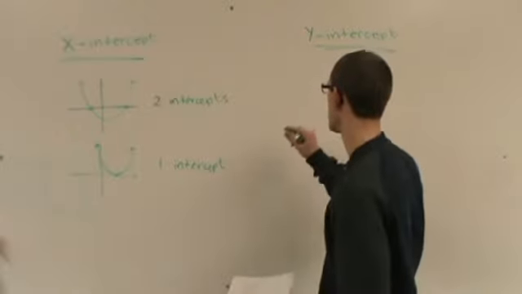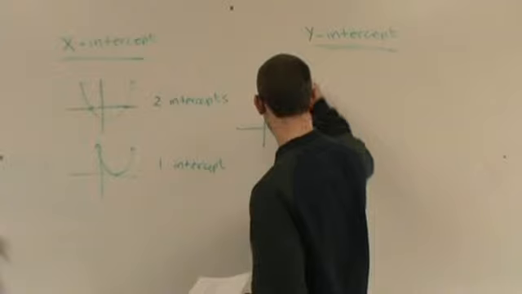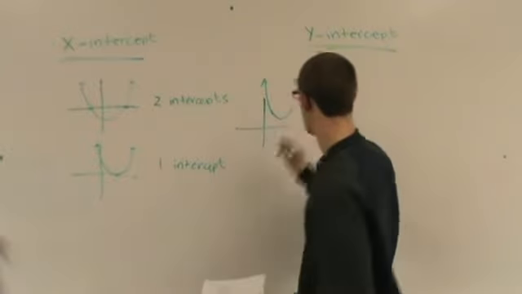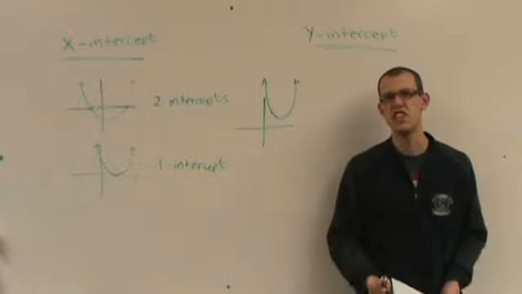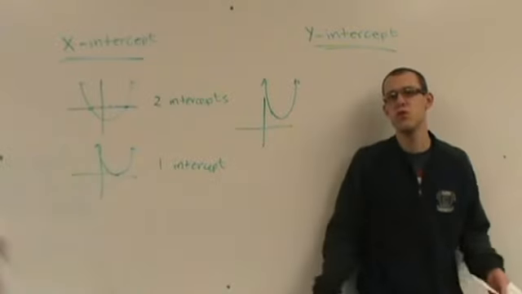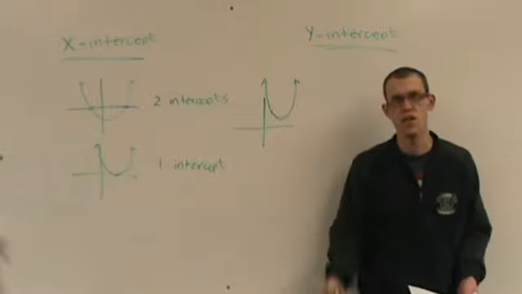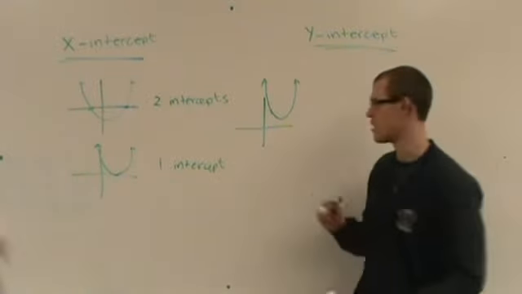Now lastly, I'm going to erase this graph. Excuse me, no, I'm just going to write it right here. Another example. Looking at this graph, do you see it touching the x-axis at all? No, it's not. It's floating up in this space right here. It's not even touching the x-axis once. So this has 0 x-intercepts.